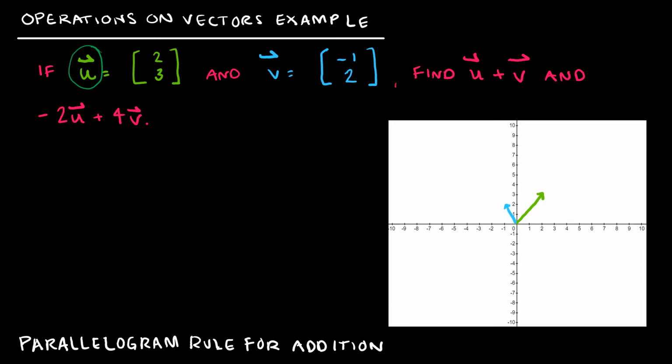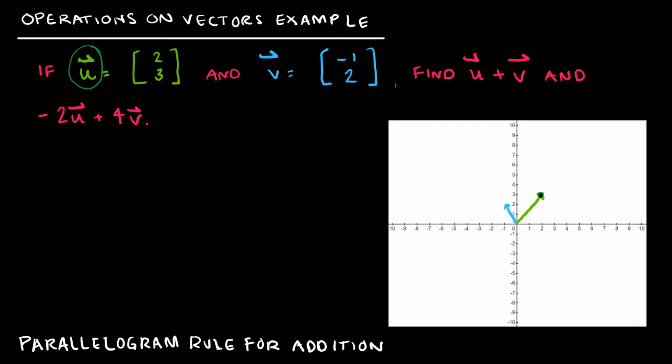So vector u is 2, 3, and I want you to take note that I just went to the point 2, 3, which is right here. And notice all I did was I drew a line and there's an arrow at the end. So that's how we draw a vector. And then v is negative 1, 2, and again I did the same thing. I went to the point negative 1, 2, and then I drew an arrow, and I just used blue so you could differentiate between the two.